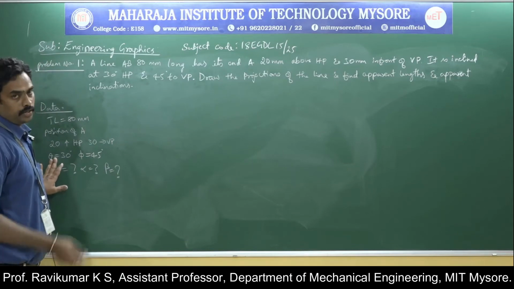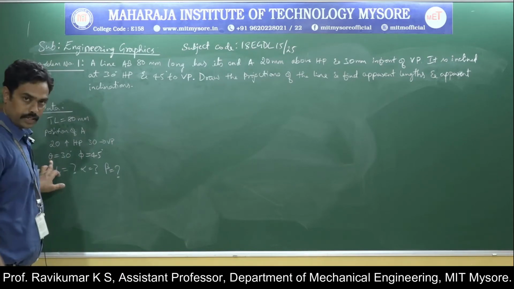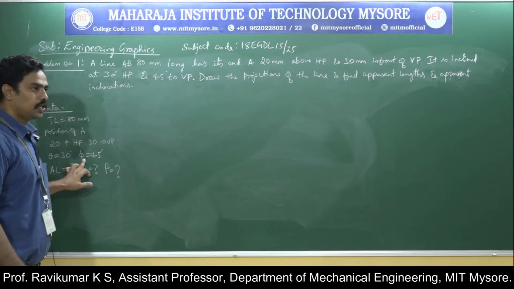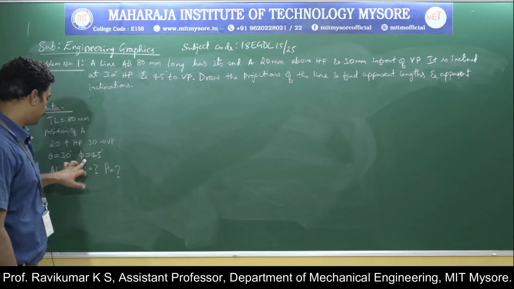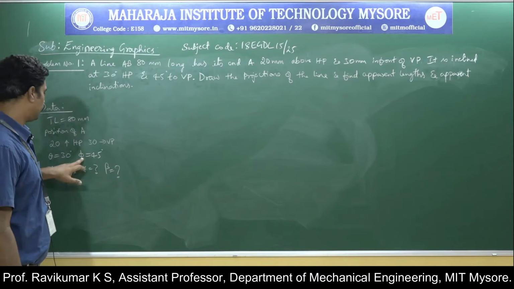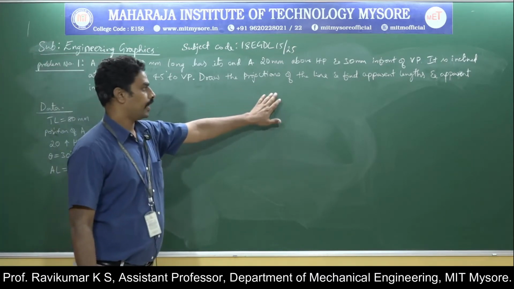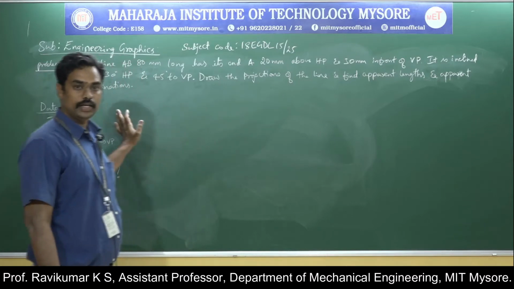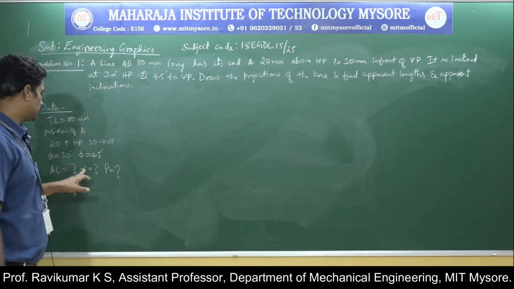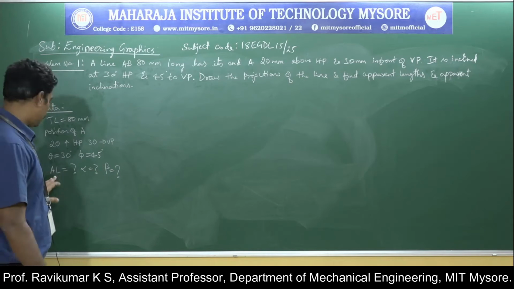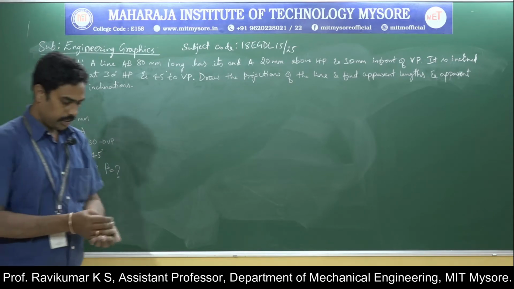True inclination in the front view is denoted by theta, and true inclination in the top view is denoted by phi. So theta is 30 degrees and phi is 45 degrees. You need to determine the apparent length and apparent inclination. Apparent inclinations mean alpha and beta, and then you need to determine the apparent length.